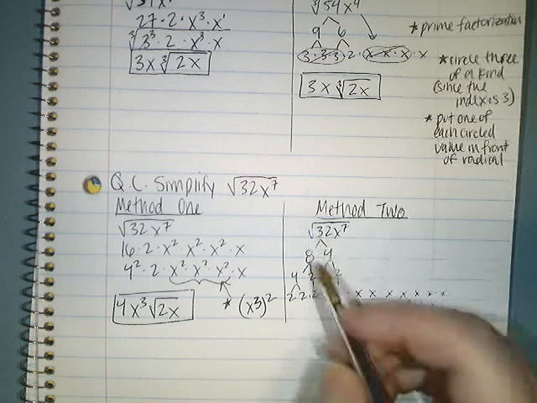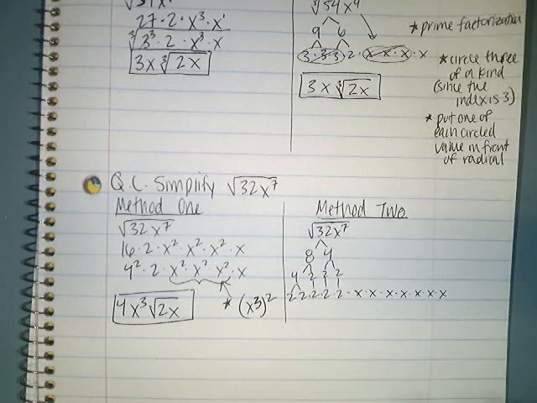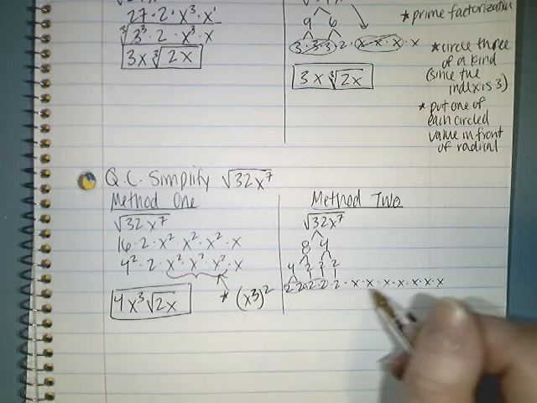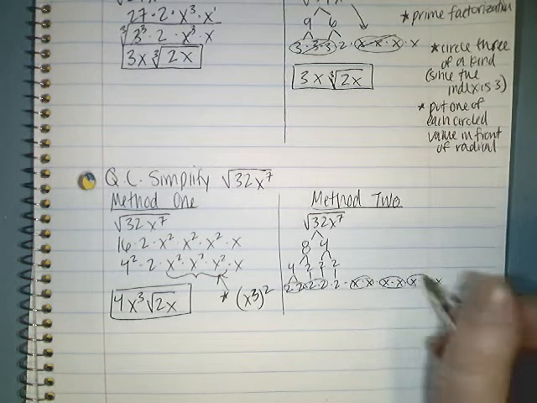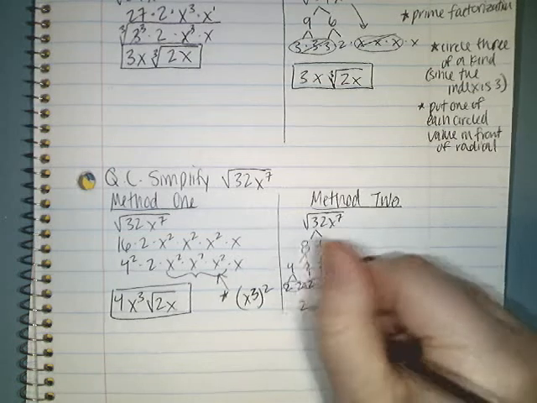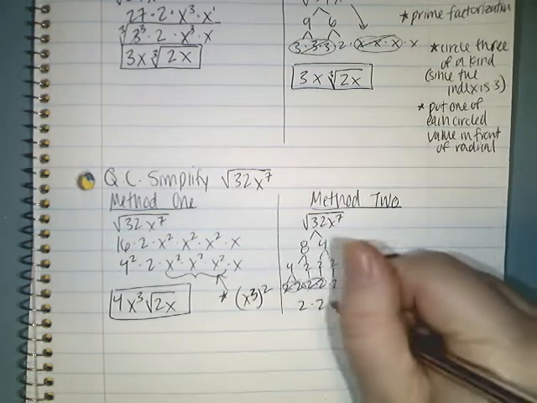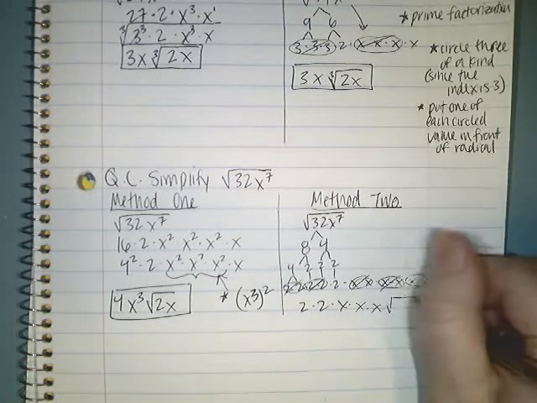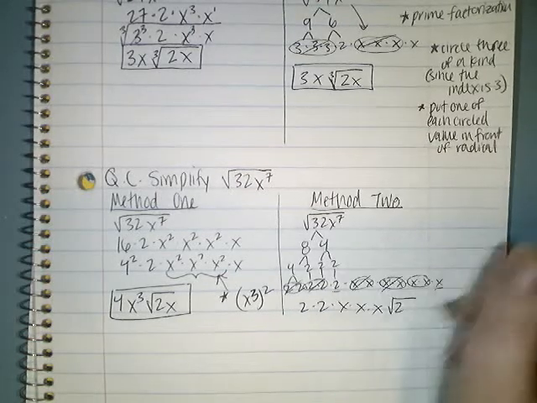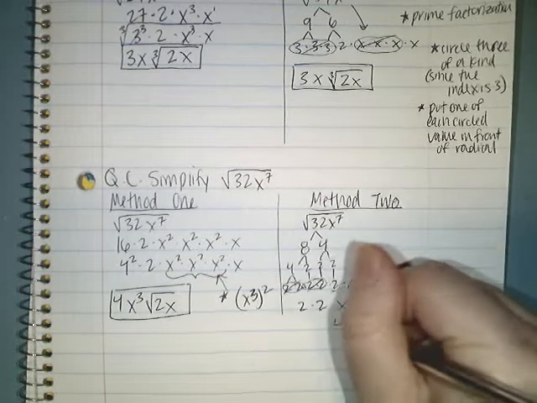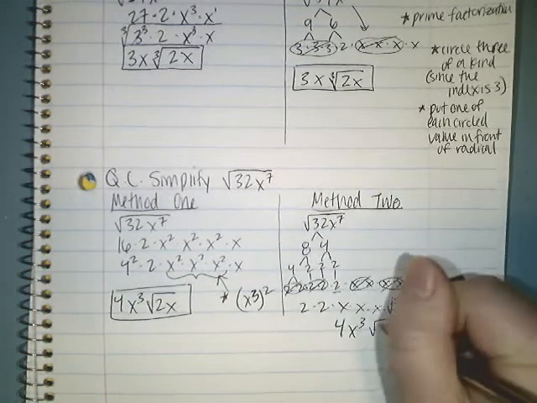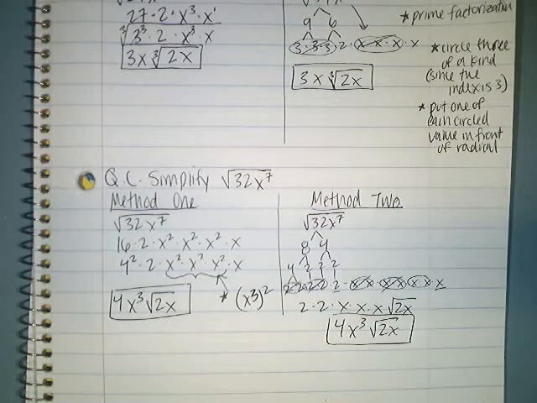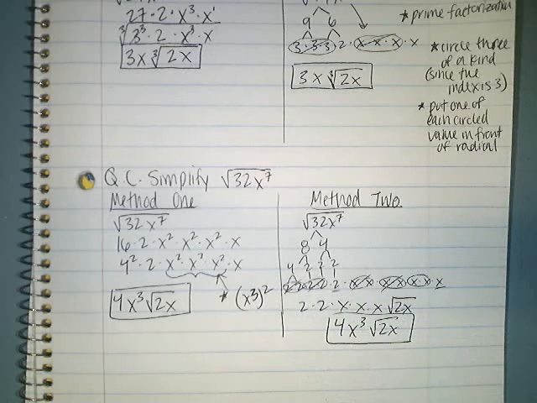And I'm circling, since it's a square root, the invisible index is always 2. So the invisible index is 2. So I circle 2 of a kind. So I end up with 2 times 2 times x times x times x times the square root of 2x, which stays underneath the radical. So that ends up being 4x cubed times the square root of 2x. And that is my solution, same as my other possible answer.